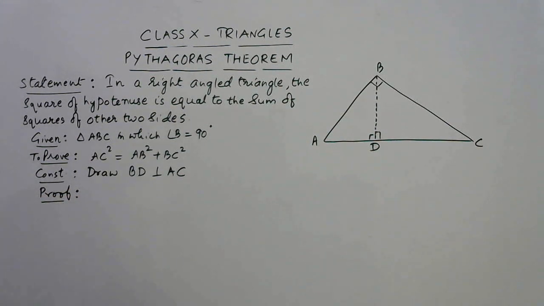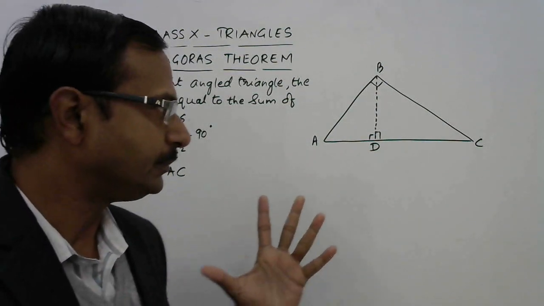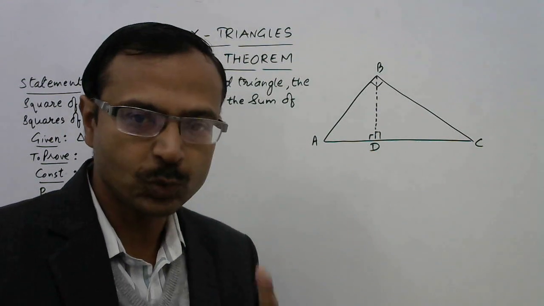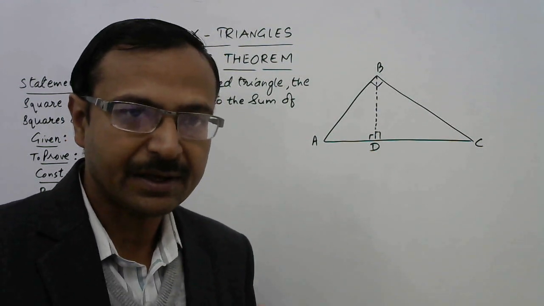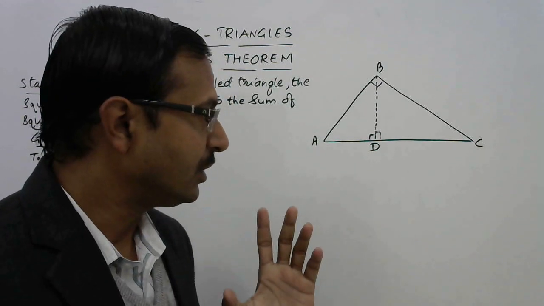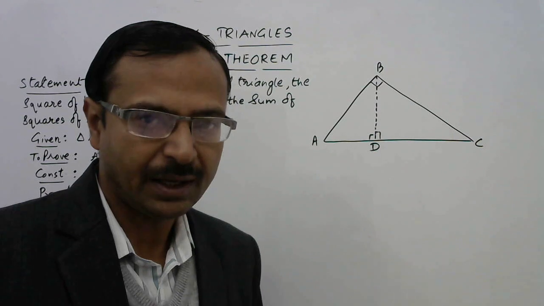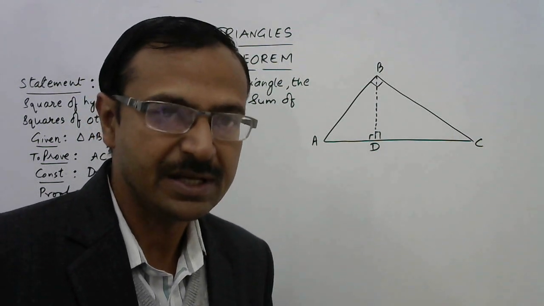Now for proving this theorem, we need to use the concept of similarity. We all know that whenever we have to prove two triangles as similar, then we make use of the AA criteria, that is angle criteria. If two angles of one triangle are equal to the corresponding two angles of the other triangle, then the two triangles are said to be similar.